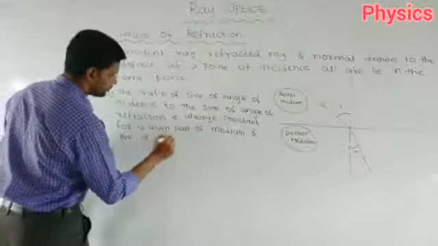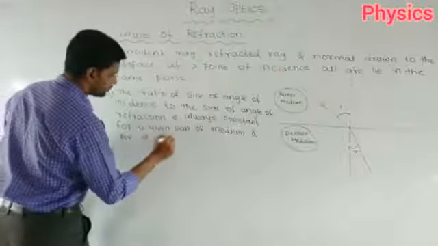See here, the angle between the normal and the incident ray is i. The angle between the refracted ray and the normal is r. If I take the ratio of sine i to sine r, I will get one value. That value is always constant for a given pair of media. And another condition is that it is for a light of a given wavelength.